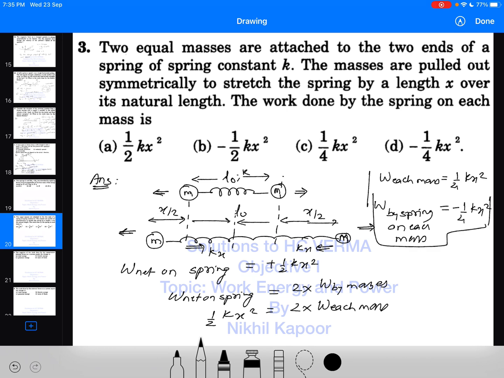Even we can directly say that the work done on the spring is half kx square, which is equally divided among the masses. So work done by the masses is 1/4 of kx square, and work done by spring on the masses will be negative of it, because spring force is in the opposite direction of displacement. So answer to this question is D.